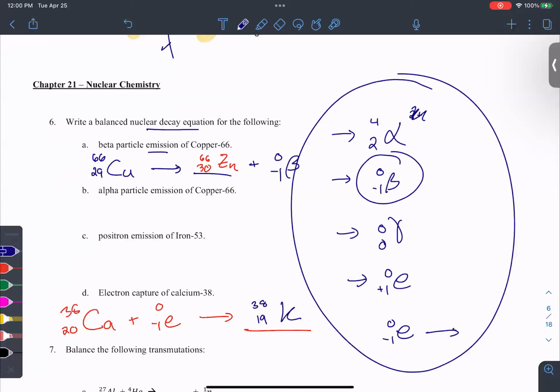And so using reading comprehension, emission implies that the particle is a product. Capture implies that it is a reactant. And so once you have that particle on the right side, the number should just fall out and you should be able to identify it. And again, we don't have to worry about actually balancing charges, thank goodness.